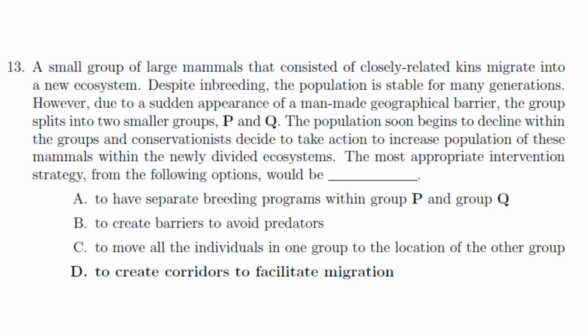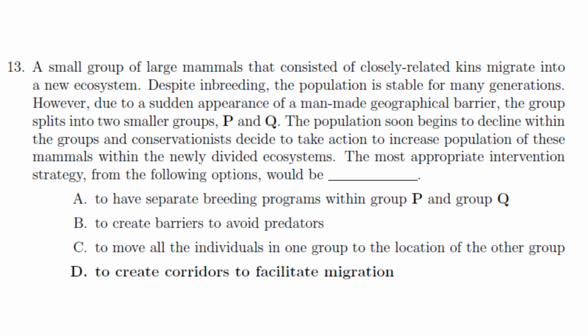To move all individuals in one group to the location of the other group. If you do that, there will be overcrowding, competition, etc. So that also is not the right answer. To create corridors to facilitate migration. Yes. Because if you create some small kind of a hole or something like that, just for you to understand, P and Q can migrate through this hole and undergo mating, and there will be increased genetic diversity and population stability and growth.